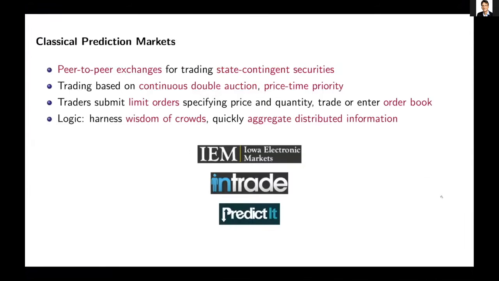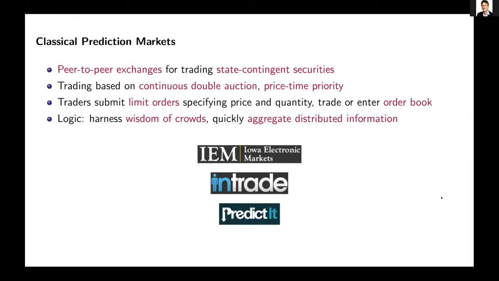So before I talk about hybrid prediction markets, I'd like to start by just talking about classical or traditional prediction markets, which have been around for about 30 years or so. And these are just modeled on standard stock markets or futures and options markets for the trading of more traditional financial securities. The only difference really is the types of contracts that are traded over here. And these are state contingent securities, sometimes called binary options or event futures.